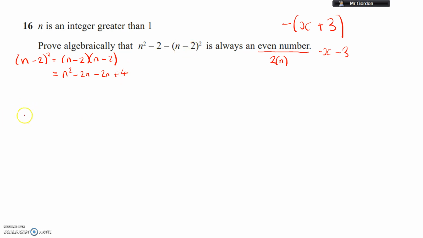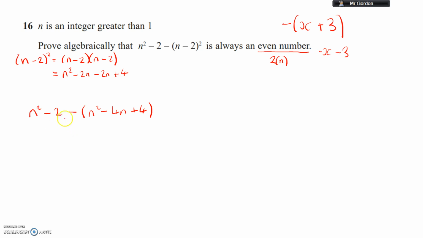So this is quite a tricky question because this minus sign here is going to cause a lot of people to make mistakes, I think. So you have to be careful. n squared minus 2 minus, put a bracket in, all of this bit here, because that's what happened when we expanded this. So we've got n squared minus, I should have simplified this really, shouldn't I? Minus 2n minus 2n is minus 4n, plus 4. That's the expression that we're kind of dealing with.